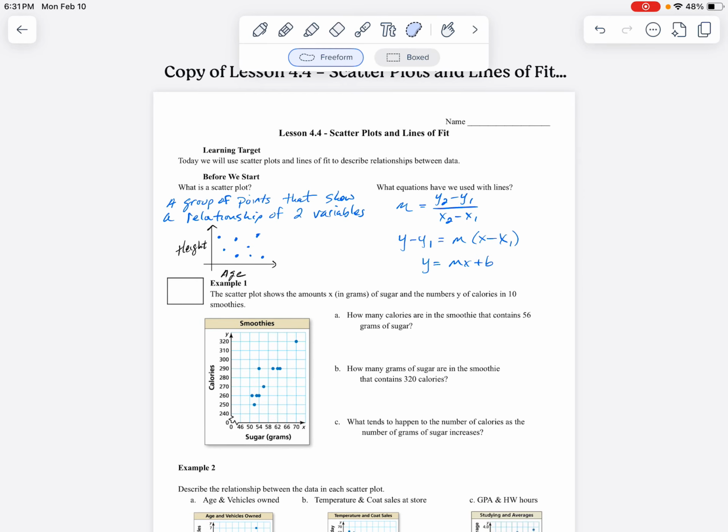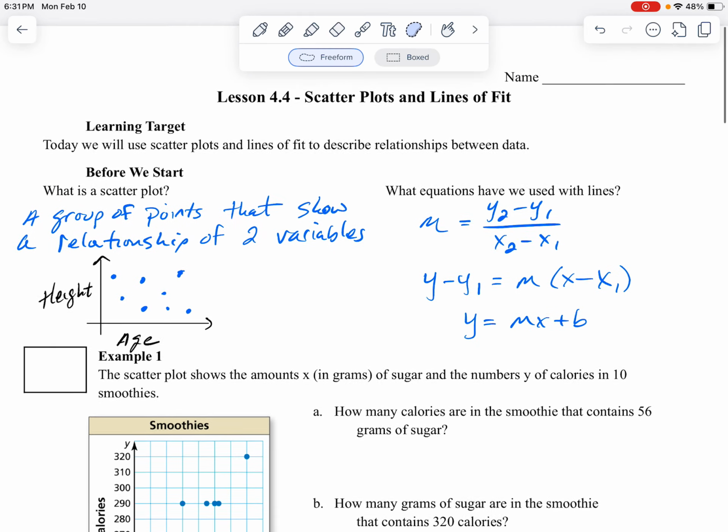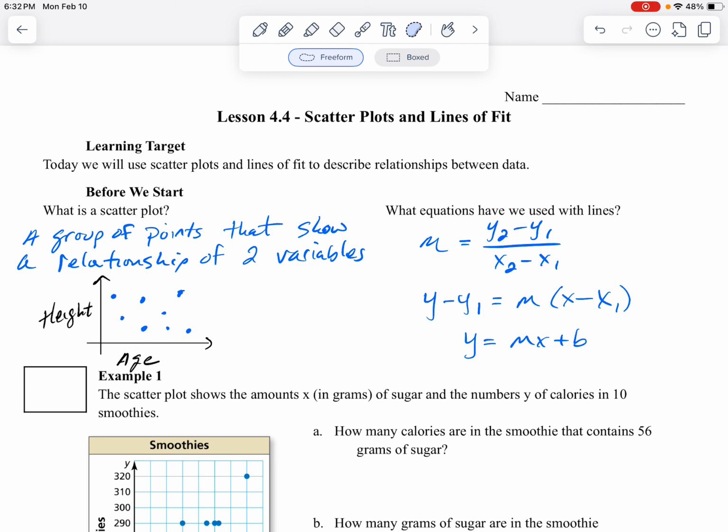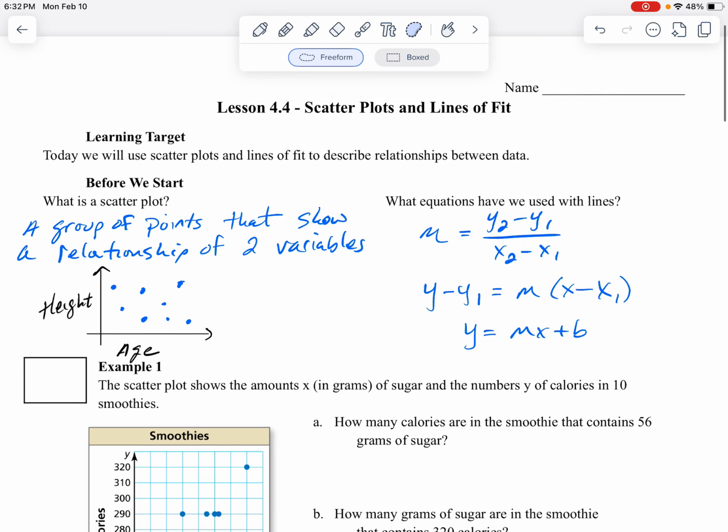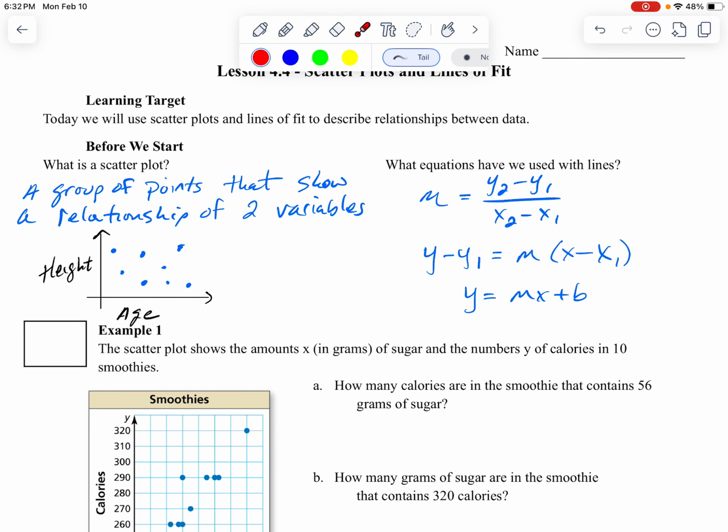This is our video for lesson 4.4. So we're going to talk about scatter plots and lines of best fit. Before we start, we're thinking about what is a scatter plot.